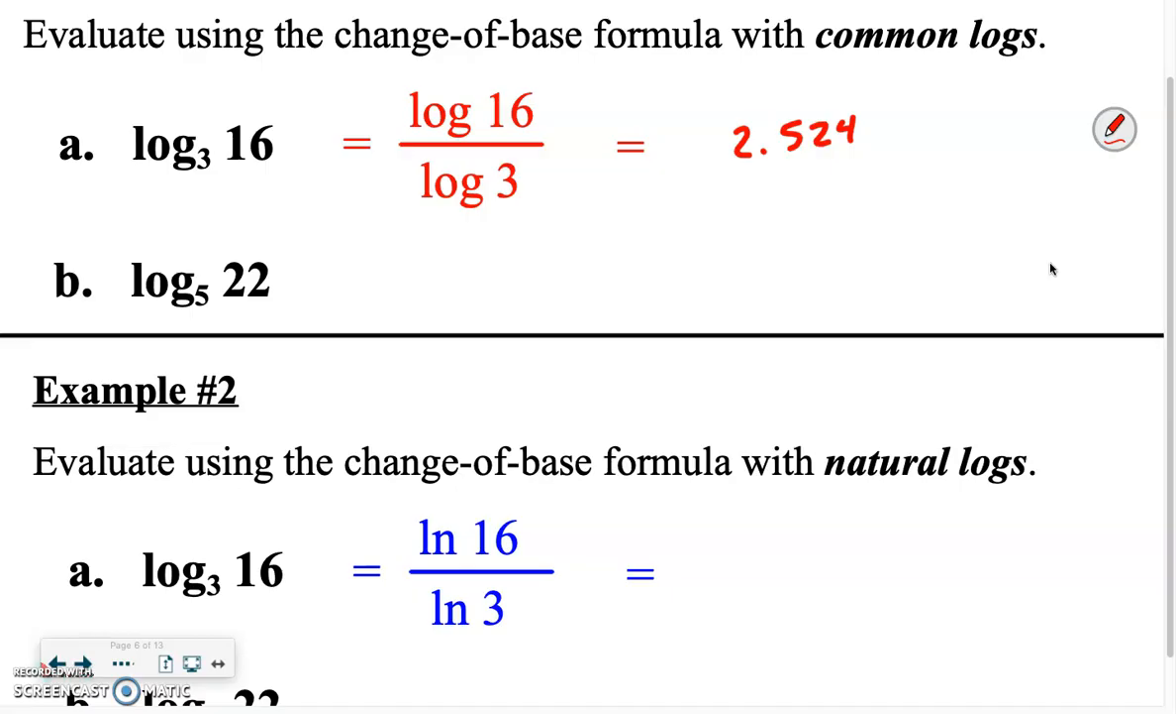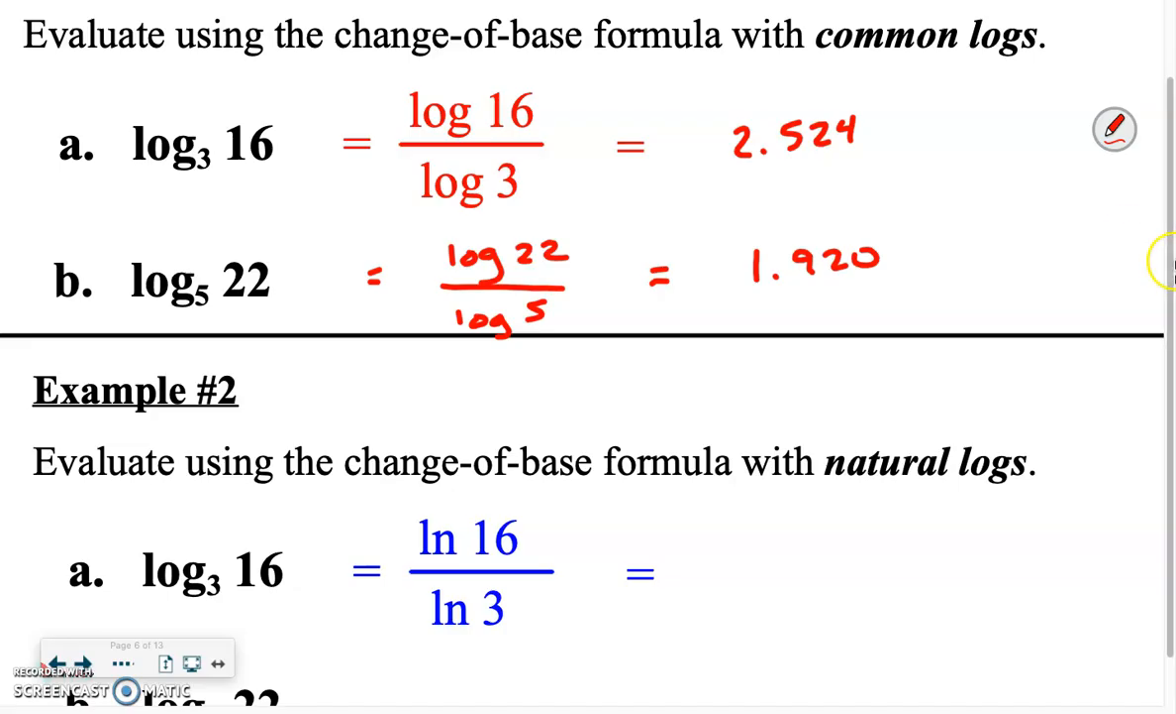If we're going to take a look at this next one, log base 5 of 22, what are we going to write that up as? Log 22 over log 5. Okay, remember, these are base 10 implied. So if we've got log 22 over log 5, what are we going to say that is, please? 1.920. Perfect. Is everybody feeling good about those?